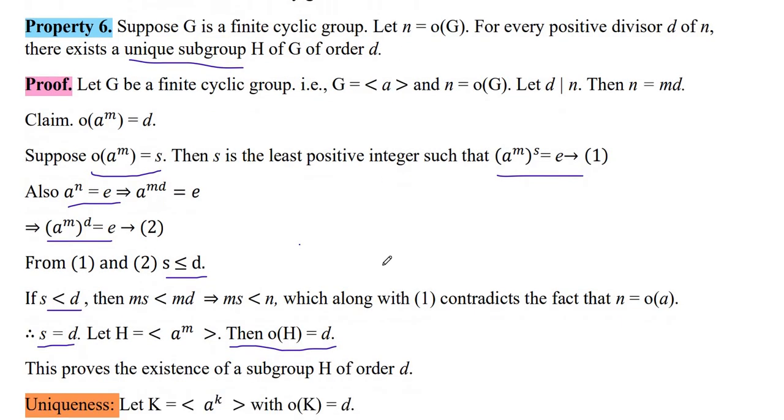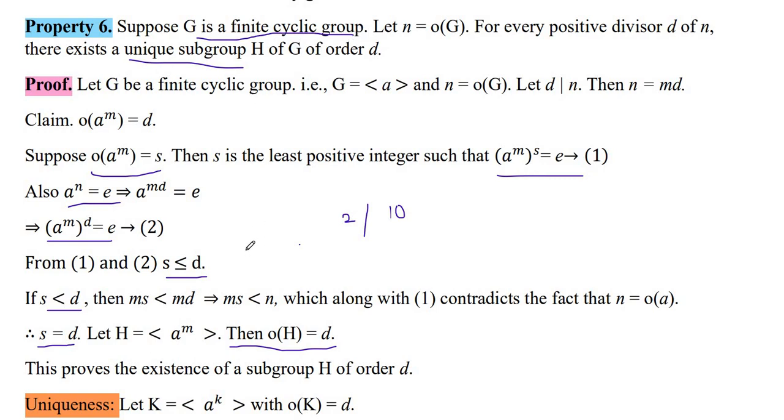Whichever divisor you have, for that you can always find a subgroup with that order. Suppose I have considered 10. I have a cyclic group whose order is say 10, and 2 divides 10. So that says that this G must have a subgroup of order 2. So remember, this result holds only if G is a finite cyclic group, not otherwise. Your G has to be a finite cyclic group.